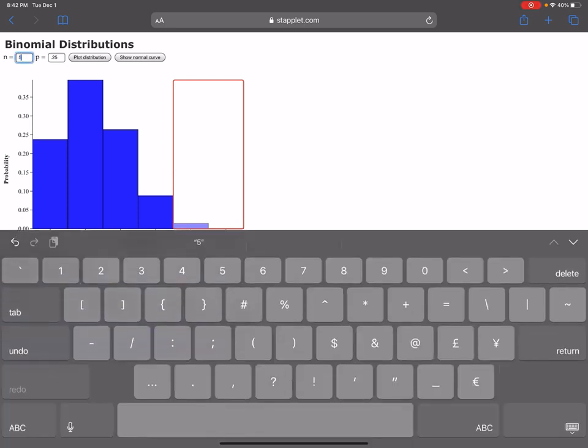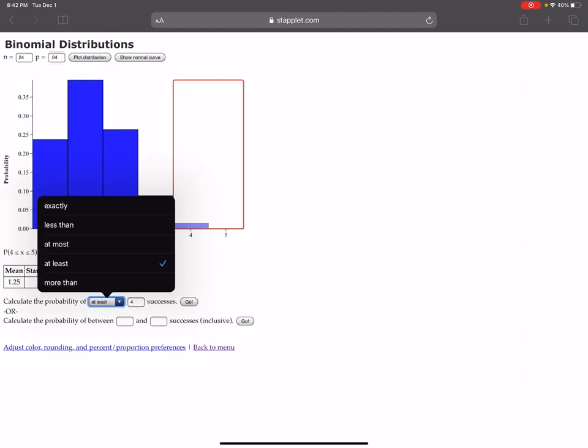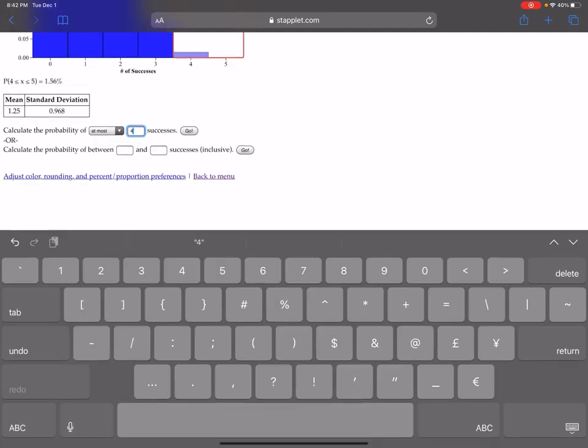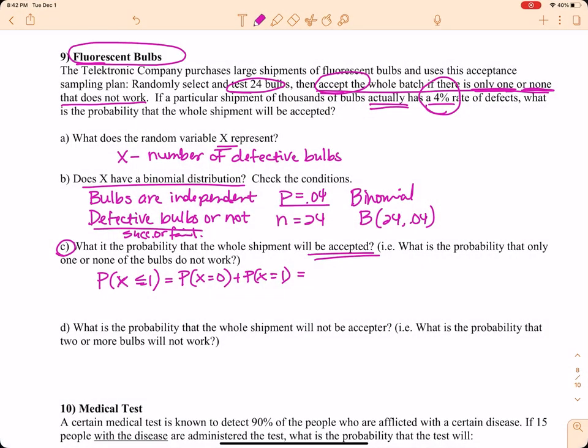So I'm going to change N to 24. I'm going to change P to 0.04. And then in my drop-down menu down here, I'm going to choose at most. Type in a 1, push go. I get 75.08%. All right, so I'm just writing it as a decimal. You can write it as a percentage, it doesn't matter.